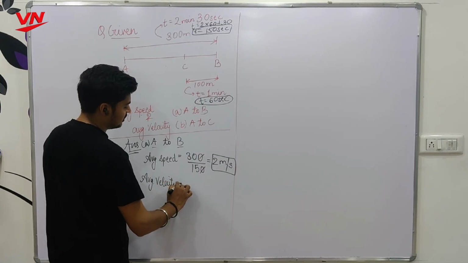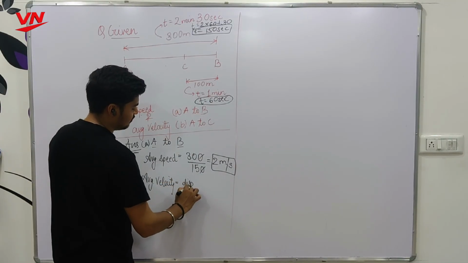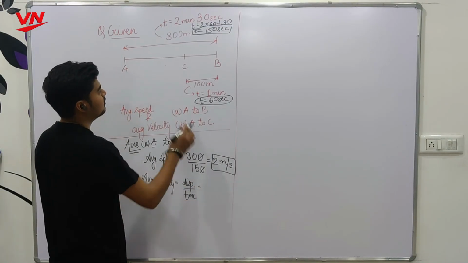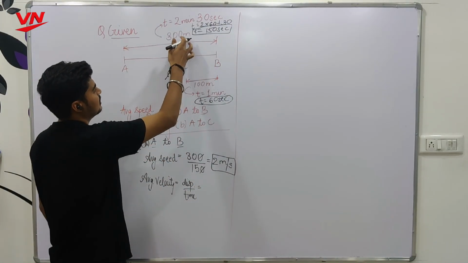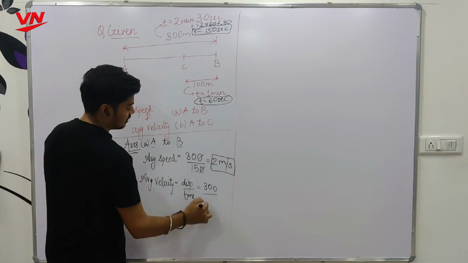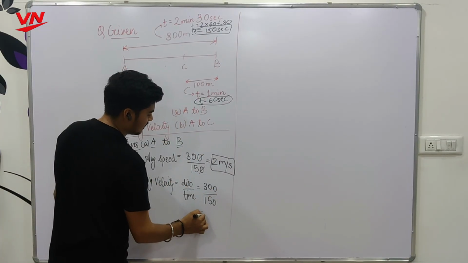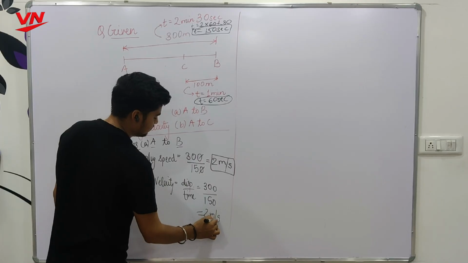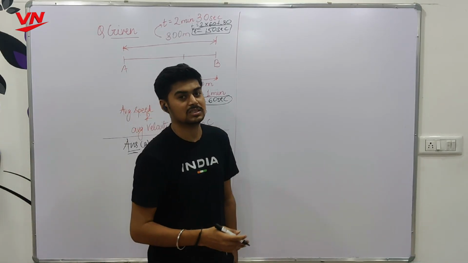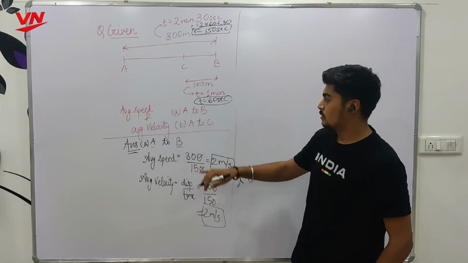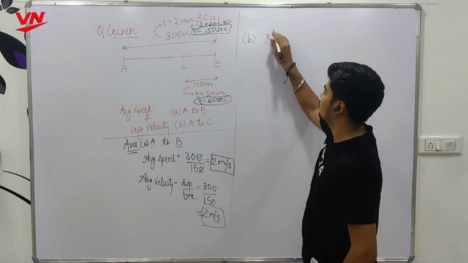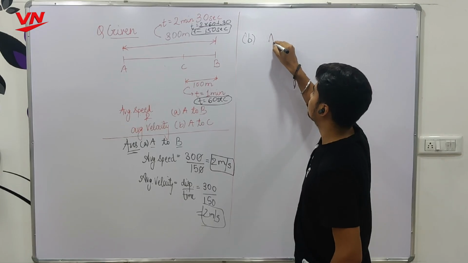And what is average velocity? Displacement upon time. Displacement from A to B is again 300, and the time it will take is 150, so I will get again 2 meter per second. Displacement and distance are both the same as the object is moving in a straight line. Now from B to C, let's take a case, from A to C.